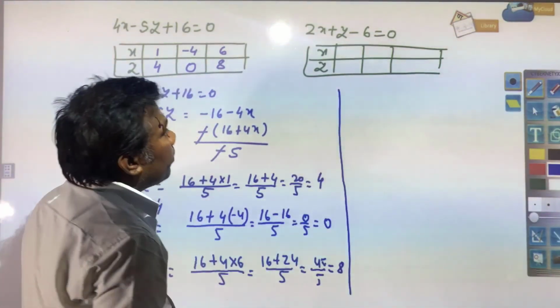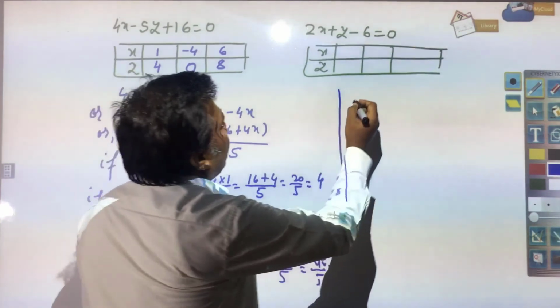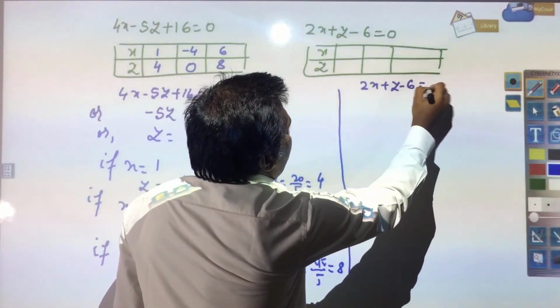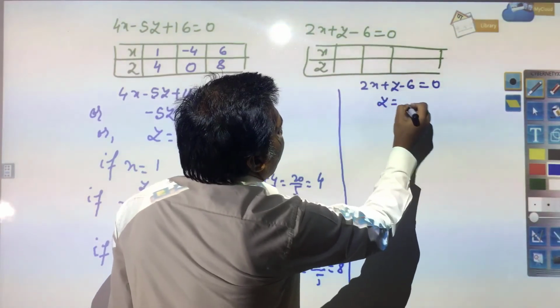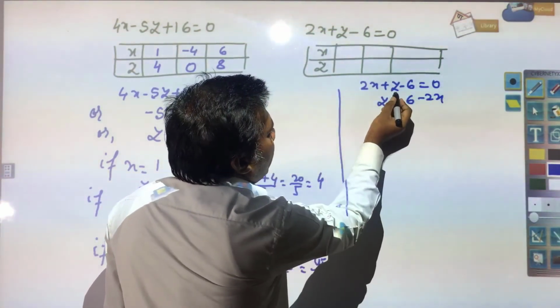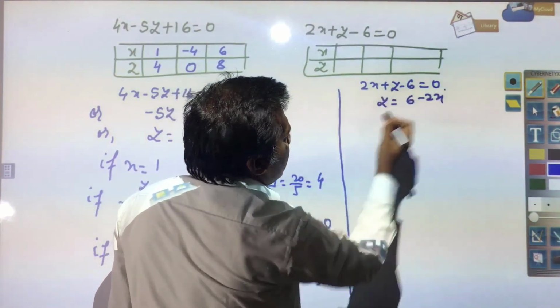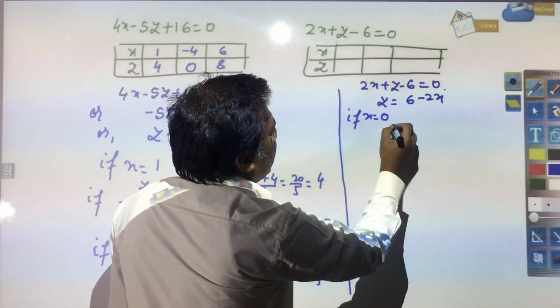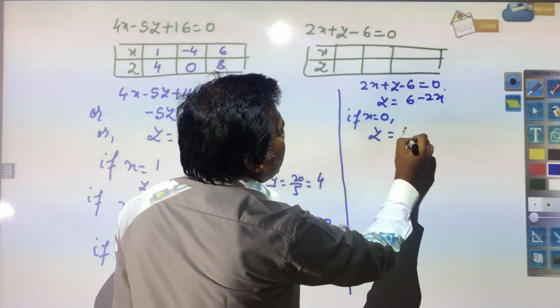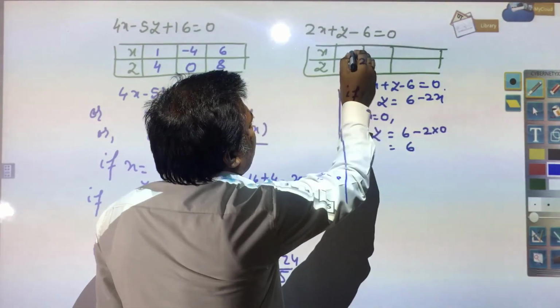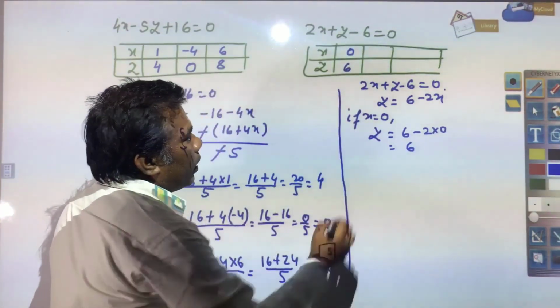Here you see, if we are putting again 2x plus y minus 6 is equal to 0, y will be 6 minus 2x. If you are putting x is equal to 0, in this case y will be 6 minus 2 into 0, it means 6. So, 0 and 6 you have got.